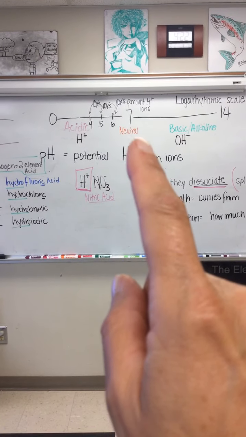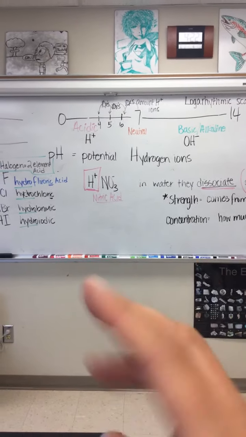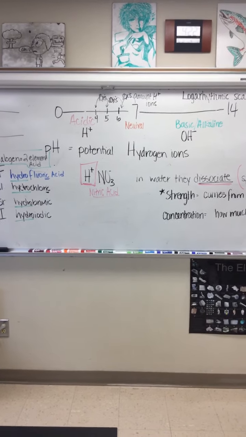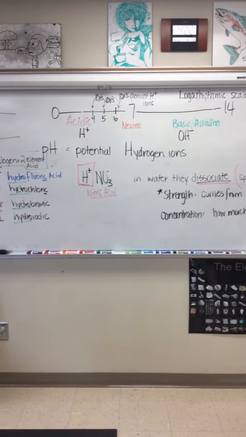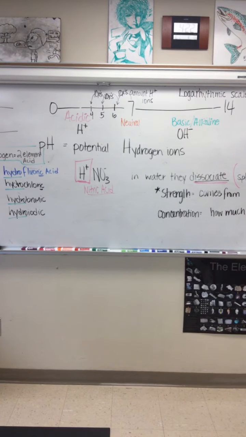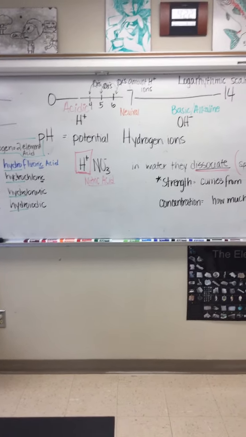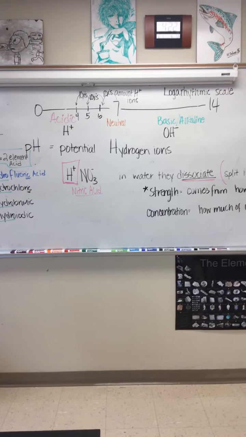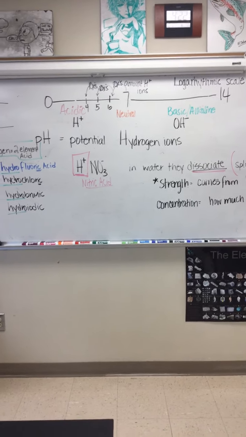If I go from a 7 all the way down to 4, I have changed 3 positions, but it's a 10-fold change each time. So 10 times 10 times 10 gives me 1,000 times the amount of hydrogen ions. That's what it means to have a logarithmic scale.